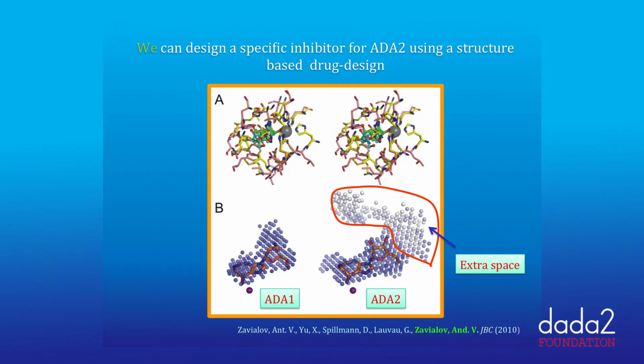Okay, so then it's also the difference between the catalytic region of AD1 and AD2, and there is some extra space for adenosine. That's why adenosine doesn't bind well to AD2, but it's still possible to use this extra space to design a specific inhibitor for AD2. This is what we are doing.